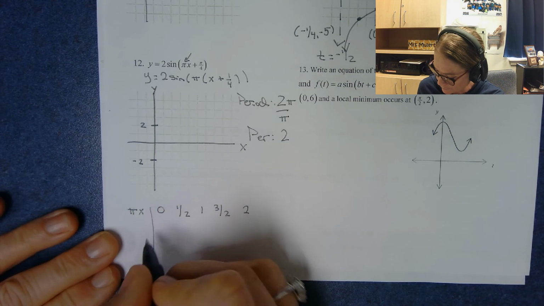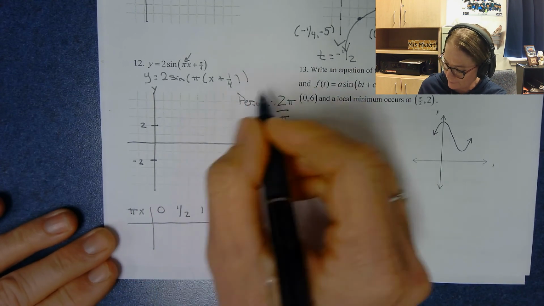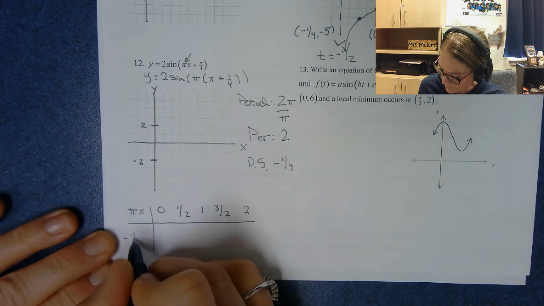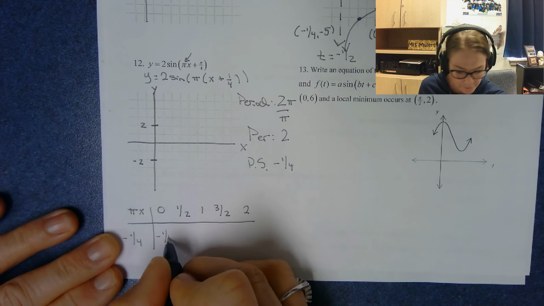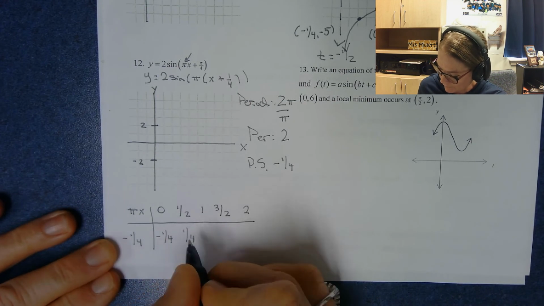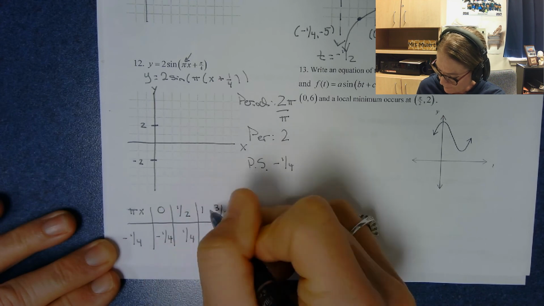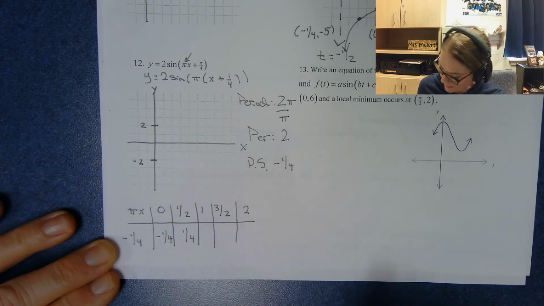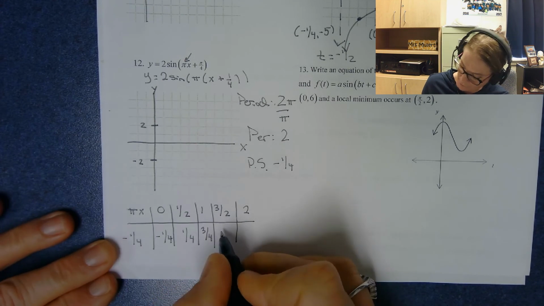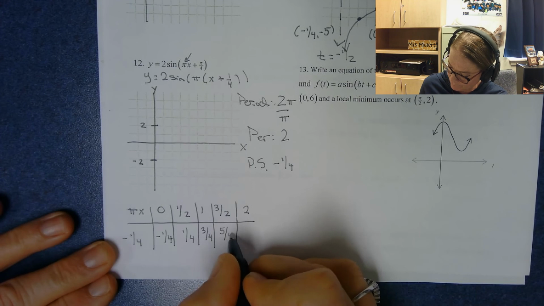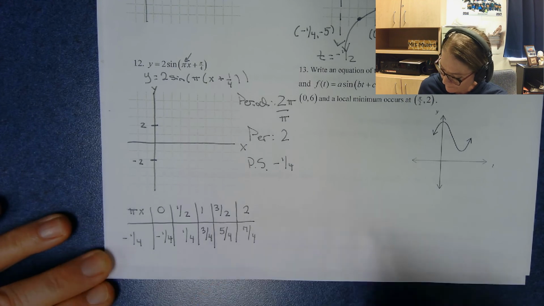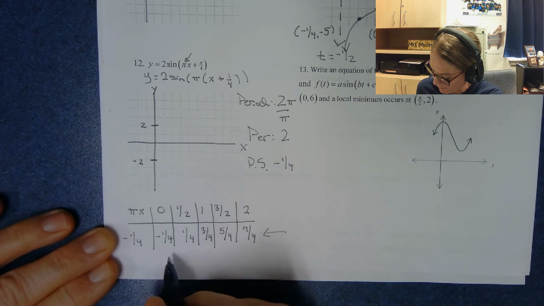All right, and then let's shift those. And we're going to have a phase shift of minus 1 over 4. So minus 1 over 4 here, minus 1 over 4. 1/2 minus 1/4 is 1/4. Okay, so we're just shifting here. 1 minus 1/4 is 3/4. 3/2 minus 1/4 is 5/4. And then 2 minus 1/4 is 7/4. Okay, so these are the values we want to graph right here.